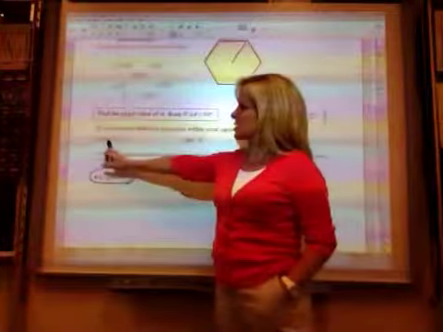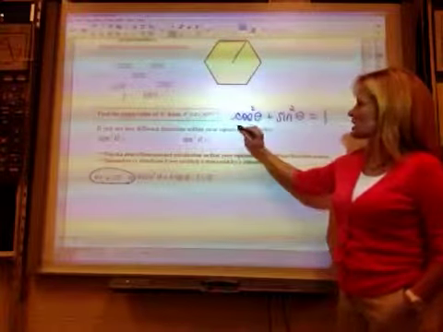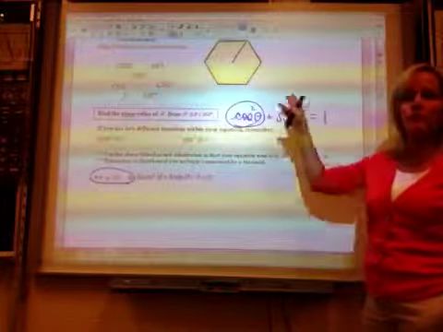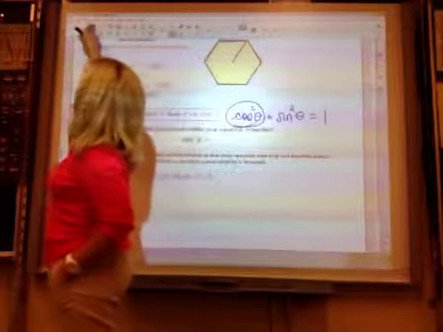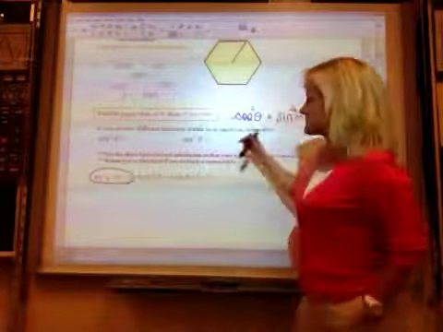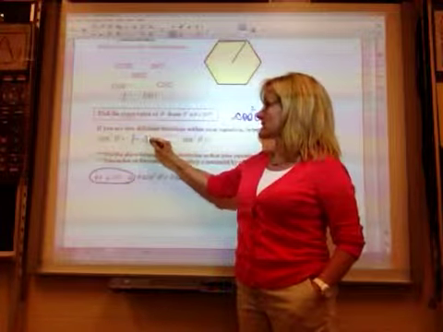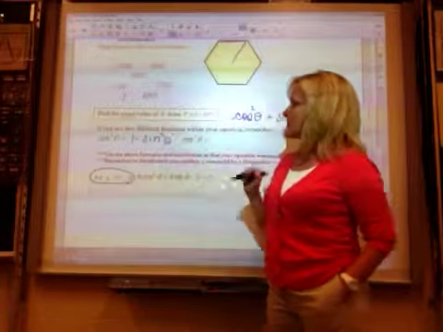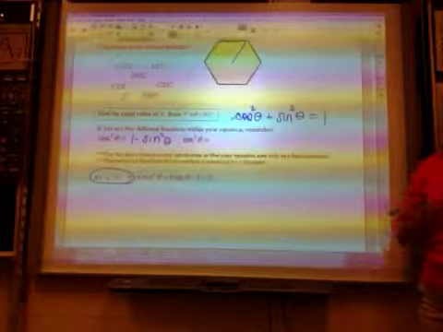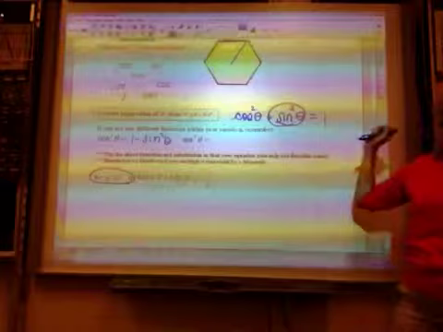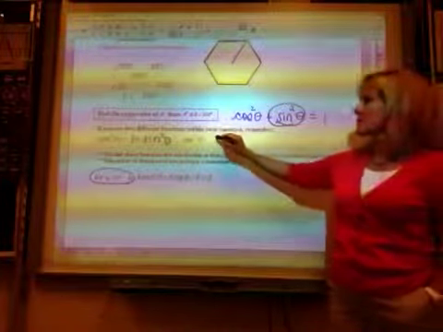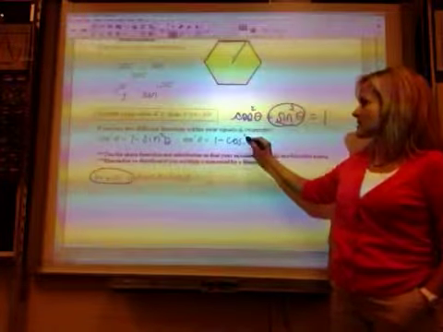How can I get just cosine squared equals? How do I get cosine squared alone? Exactly. Subtract over sine squared. So if I subtract over sine squared, it looks like 1 minus sine squared theta. And similarly, how would I get sine squared all alone? Subtract over cosine squared: 1 minus cosine squared theta.